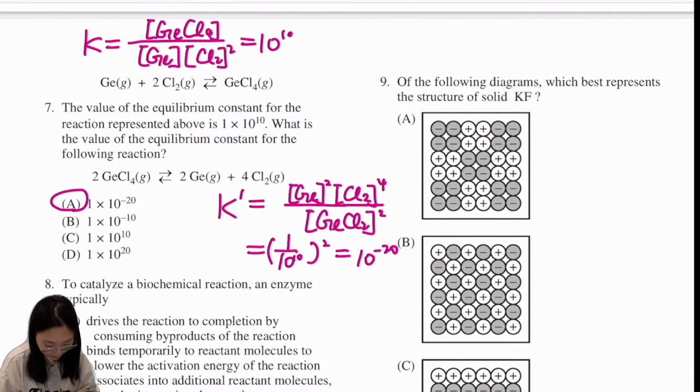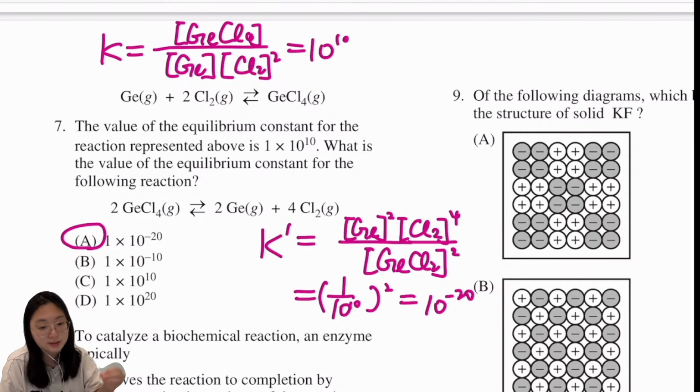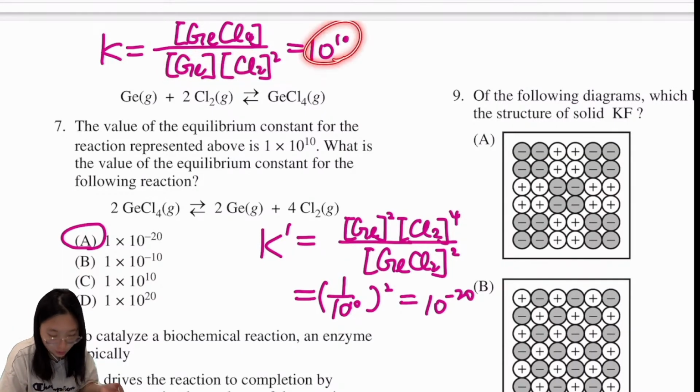Explain 7 again. Okay, so for 7, first off, the equilibrium constant is equal to the concentration of the product divided by the concentration of the reactant. And then you raise the concentration to the power of the coefficient of the species. So that's gallium tetrachloride divided by gallium and then divided by the chlorine gas squared. And that's 10 to the power of 10.